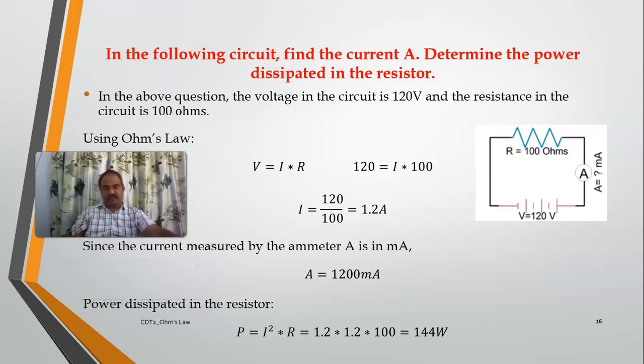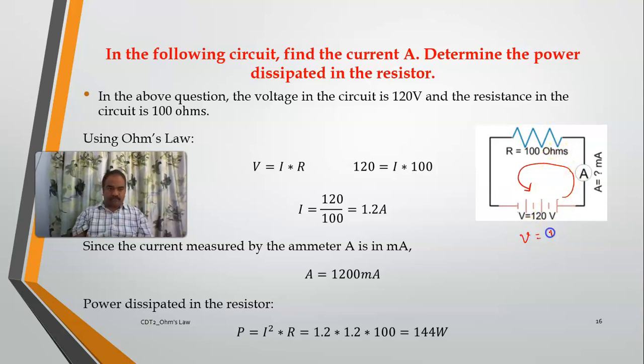And there is one more problem here. In the following circuit, find the current I. Determine the power dissipated in the resistor. Now see here, the current will be flowing in this direction, right? Because it is the positive terminal. So current will be flowing in this direction. Only one element is present here. This is just a meter here. So V is equal to 120, R is equal to 100.